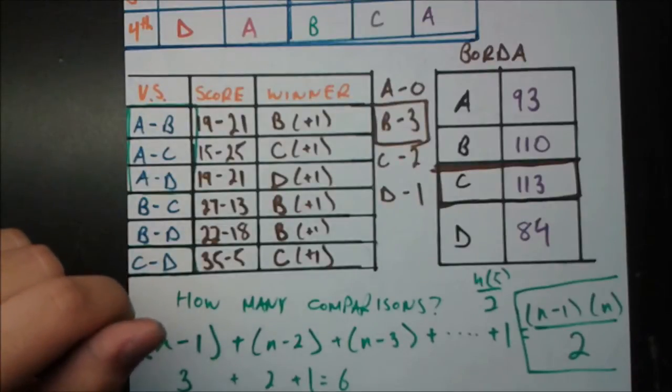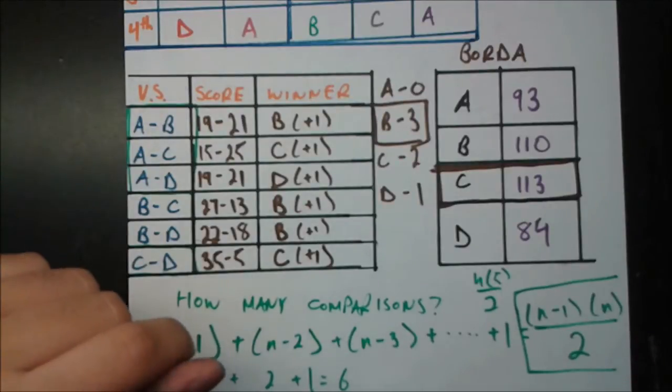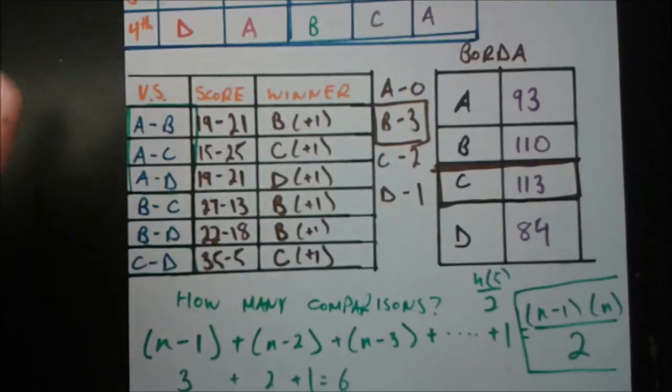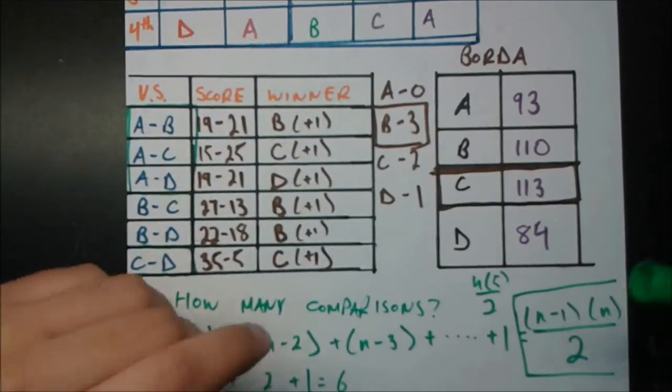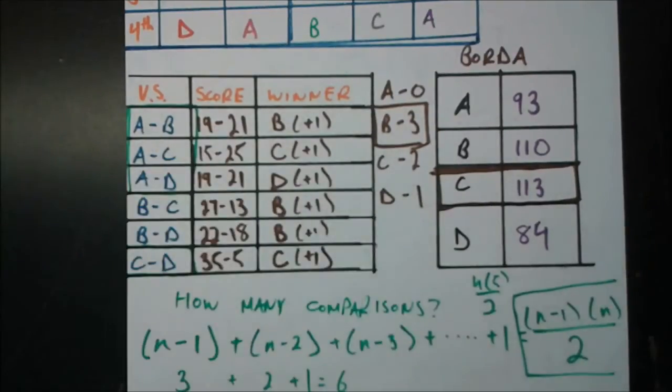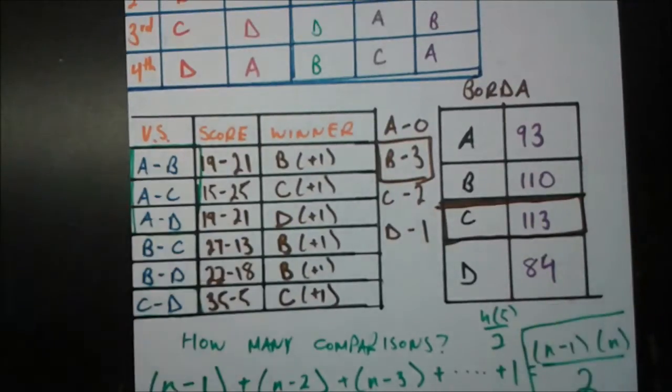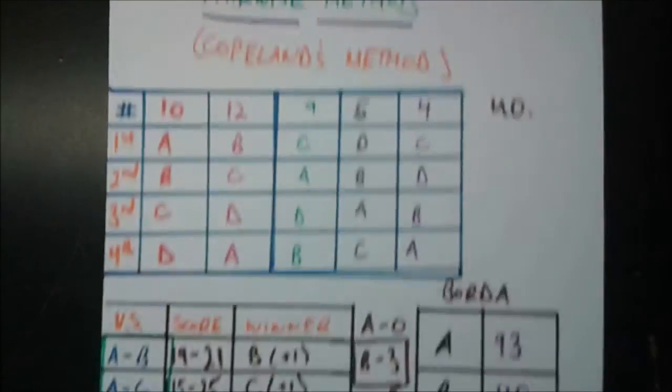But if it gets big, you either want to use a different method, or if you have a computer that you can program with this method, that's even better. Then this number can get pretty big. So that's just important to know. It does get a lot of comparisons as you get more and more candidates.